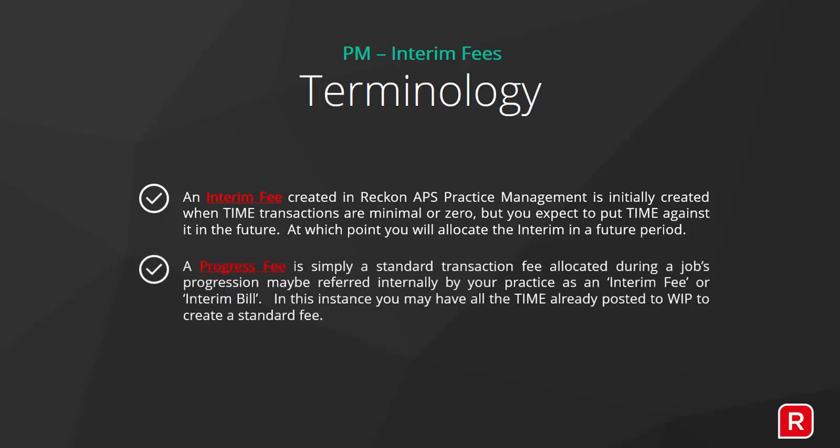That shouldn't be confused with what Reckon might call a progress fee, which is simply a standard transaction fee allocated during the job's progression, and may be referred to internally by your practice as an interim fee or interim bill. In this instance, you may have all the time already posted to WIP to create a standard fee. So if you're asked to create an interim fee, just be clear on what the term is that they're referring to as an interim fee before you go and prepare it.